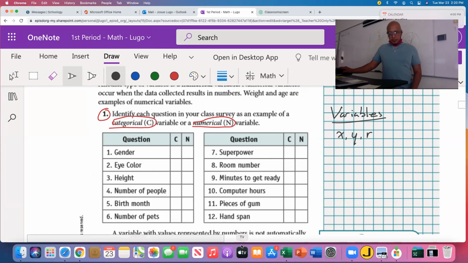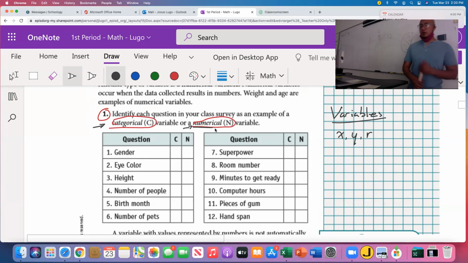So now in this survey, these are different variables, and there are two different types of variables: categorical variables and numerical variables. And so let's look at numerical variables. If you look at numerical, we see that it almost seems to say number, numerical, number.